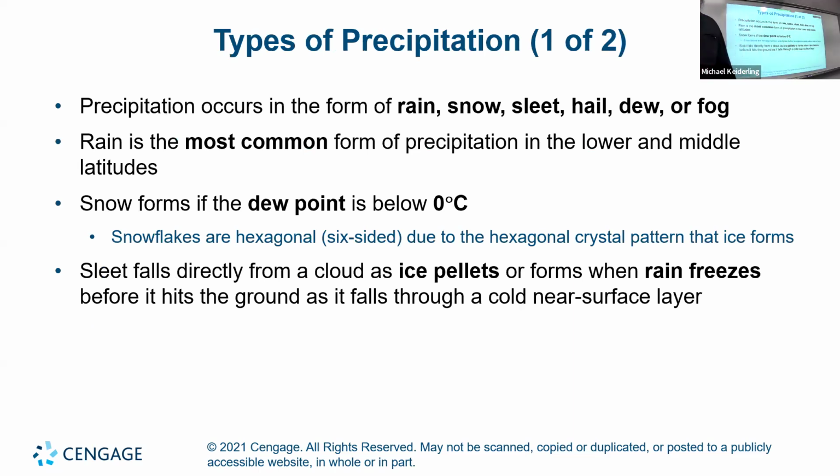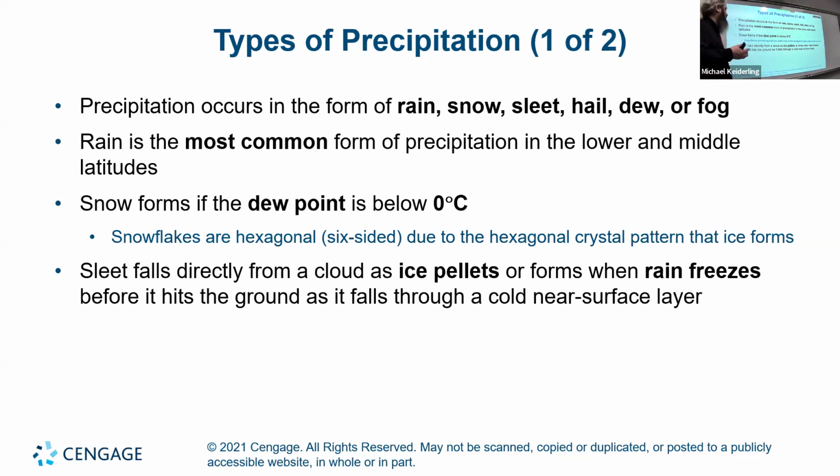Now, precipitation occurs in a number of forms. Things like rain, snow, sleet, hail, dew, or fog. The most common form of precipitation is, of course, rain. So you get snow if it's cold enough, basically. If the dew point is below 0 degrees Celsius, you get snow. Snowflakes are hexagonal, they're six-sided due to the hexagonal crystal pattern that ice forms in.